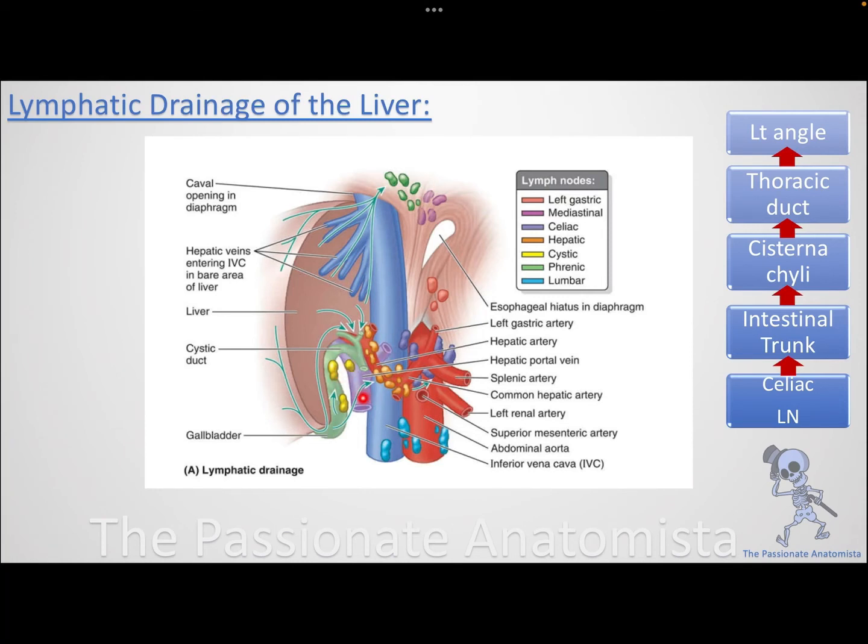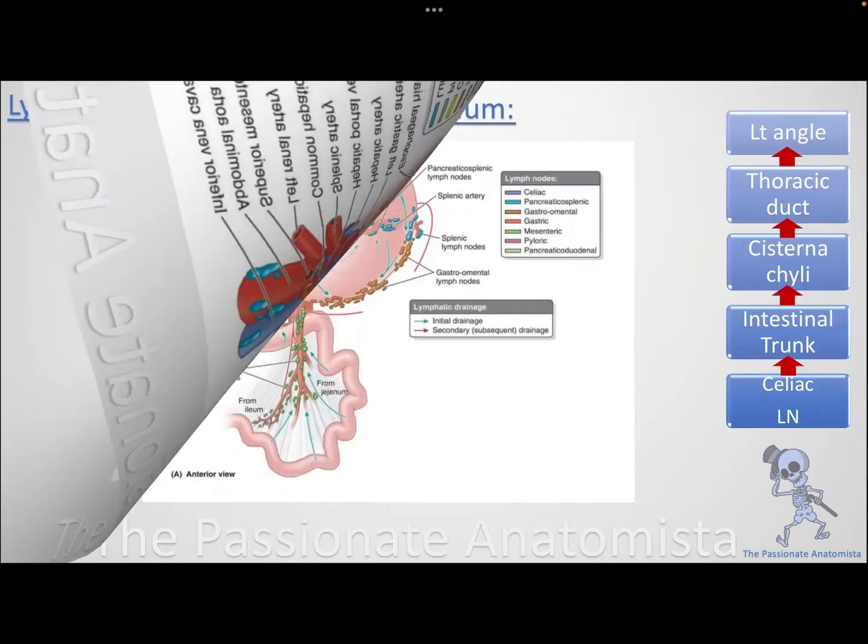And from that, because the hepatic artery is a branch of celiac, of course, they all drain into the celiac lymph nodes, and then intestinal trunk, cisterna chyli, thoracic duct, and then to the left angle.